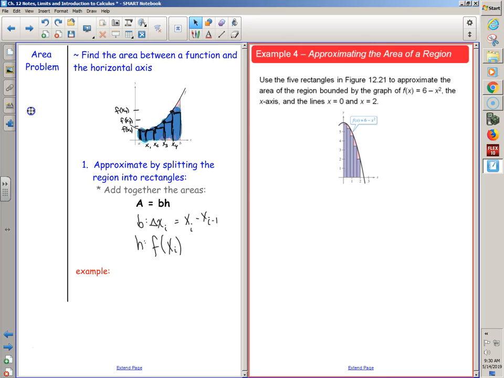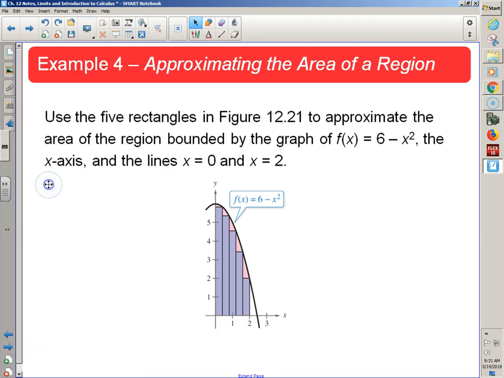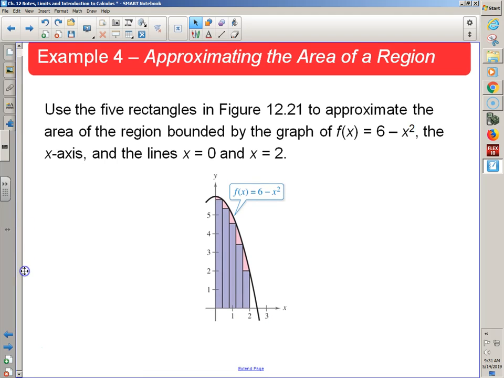So now we have something specific. Now we have an actual function, 6 minus x squared. It's a parabola, facing down. We have the x-axis that's bounding it or stopping it on this side. We have the parabola on this side, and then we have the lines x equals 0 and x equals 2. And what they want us to do is use 5 rectangles. They're telling us exactly how many to use to approximate the area of the region bounded by these.